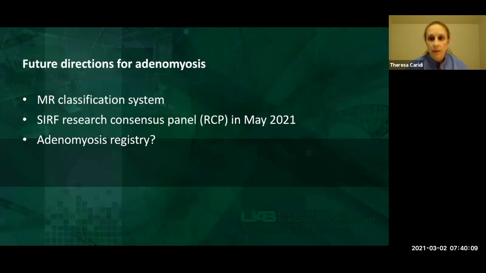So what do I think the future directions are for adenomyosis? Certainly we're not as far along as we have been for fibroid disease. I think one of the difficulties we struggle from here is not only, as I mentioned before, that a lot of the women we studied don't have pure adenomyosis, but also we just have no MR classification system for it.